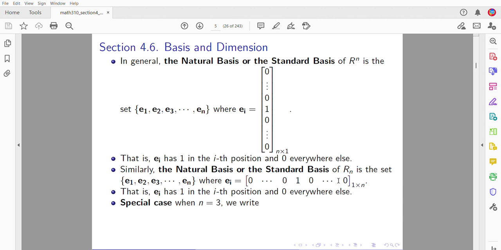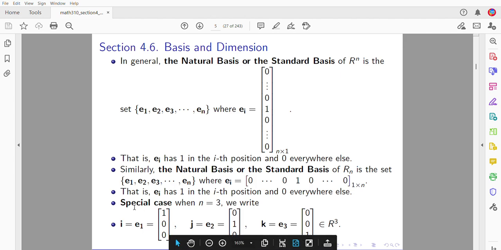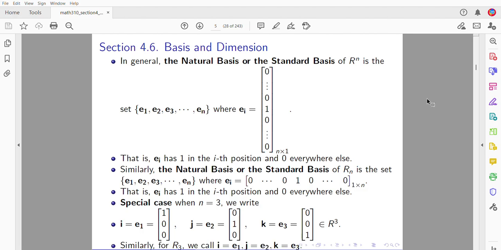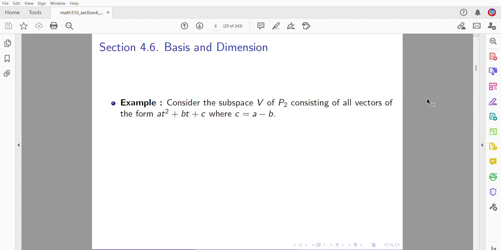Special case, when n is 3, we write, so this is very special. E1, E2, E3, they have other names. E1 is called boldface I. E2 is called boldface J. E3 is called boldface K. This is in the special case when n equals 3. Likewise, for row space, I is E1, J is E2, K is E3. Same notion.